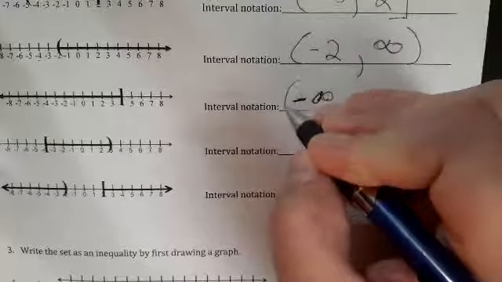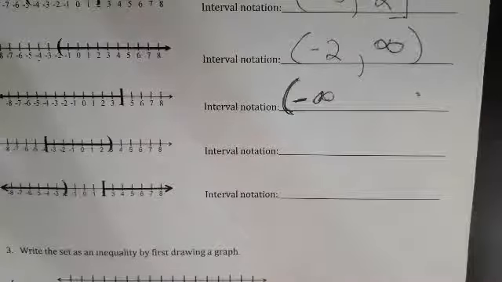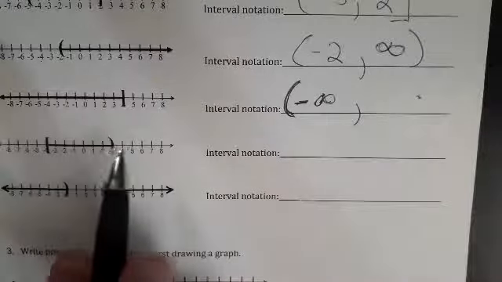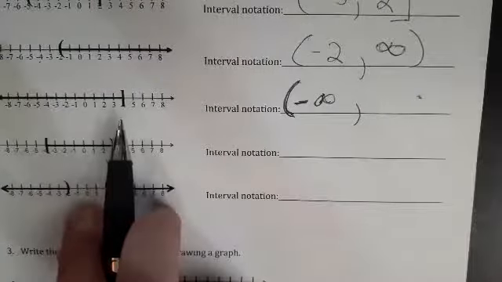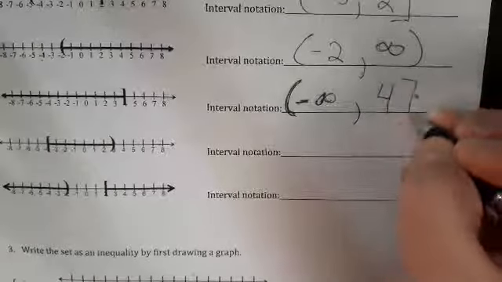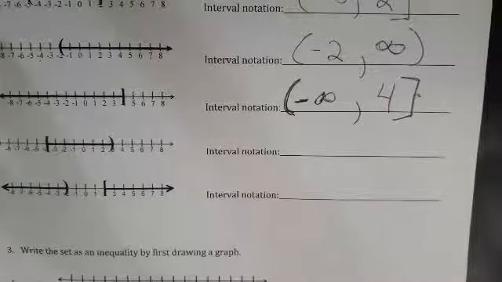This, same thing, we never include the infinity. So it always has to be a soft bracket. So we're going all the way left, and we're going right. We're going right until we hit the number 4. And that hard bracket tells me I'm including it. Hard bracket becomes a hard bracket. Stays a hard bracket. Okay.